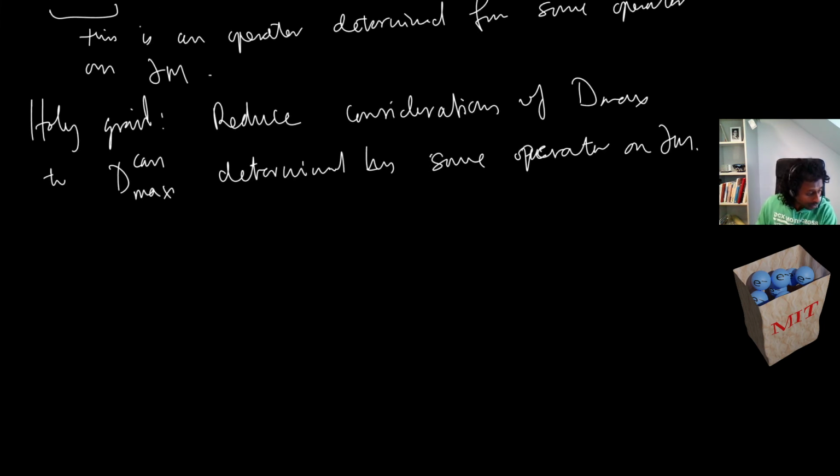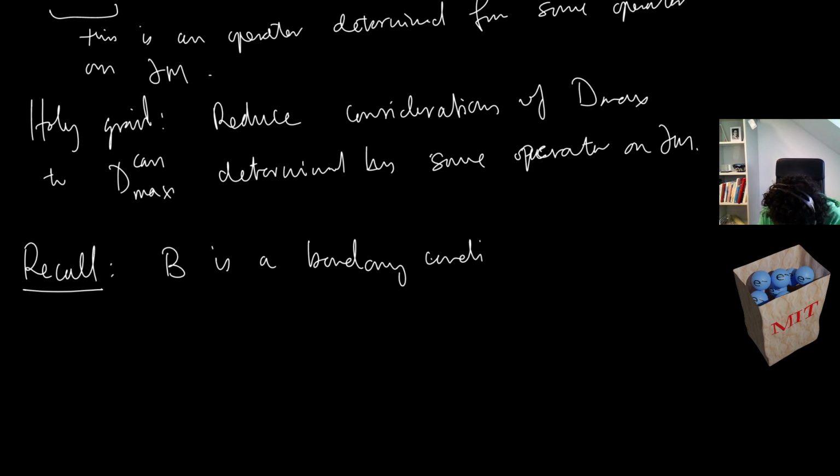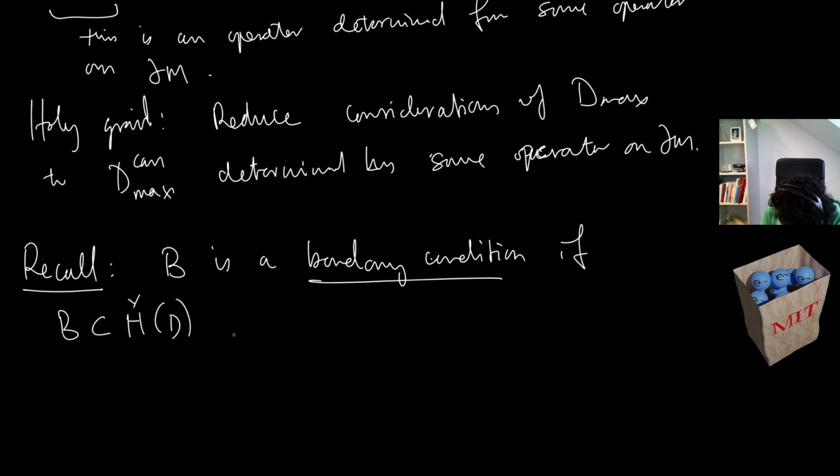Okay? So let me just define, I mean, we've seen this before, so let me touch upon that also, right? So what is a boundary condition? Let's recall, how did we define a boundary condition? B is a boundary condition if B is a subspace of this Cauchy space, a closed subspace.